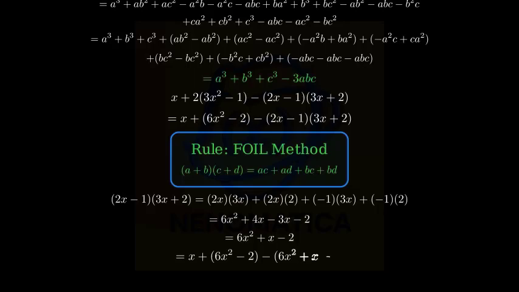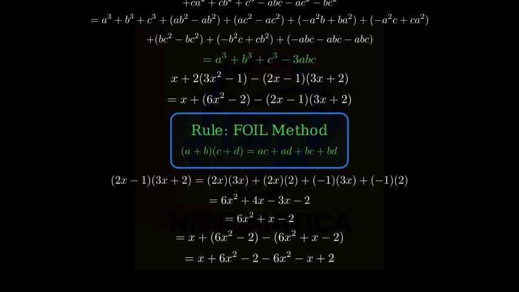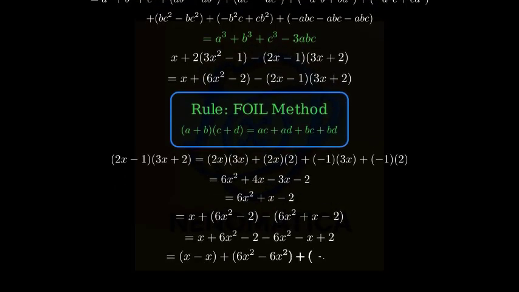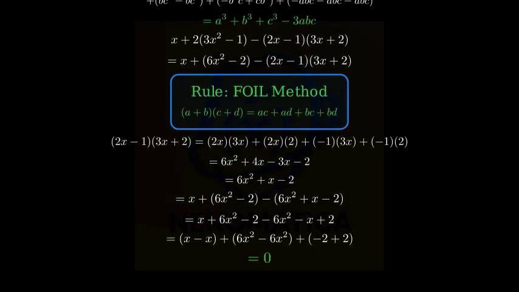We have x plus 6x squared minus 2 minus the quantity 6x squared plus x minus 2. Let's distribute the negative sign to the third term. This gives us x plus 6x squared minus 2 minus 6x squared minus x plus 2. Now, let's combine like terms. We have x minus x, which is 0, 6x squared minus 6x squared, which is also 0, and negative 2 plus 2, which is 0. So the entire expression simplifies to 0. Therefore, our final answer is 0. This means that the original expression is identically equal to 0 for all values of x.